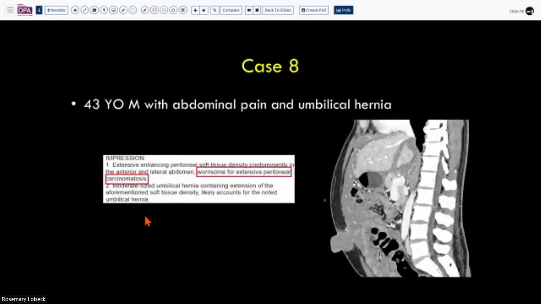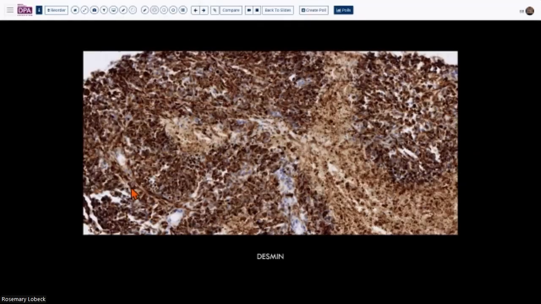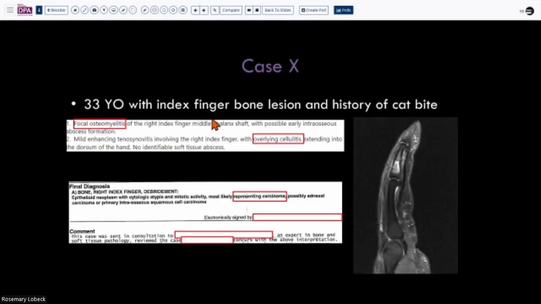So I'm going to skip this case in the interest of time, but I do want to show you one last case in conclusion, this case X. Right? So here we have a 33-year-old patient with an index finger bone lesion and history of a cat bite, right? So very clear history here. And then the radiologists look at this and say, oh yeah, we see a lesion in the bone, the phalanx over here. It looks like osteomyelitis. There is some overlying cellulitis.